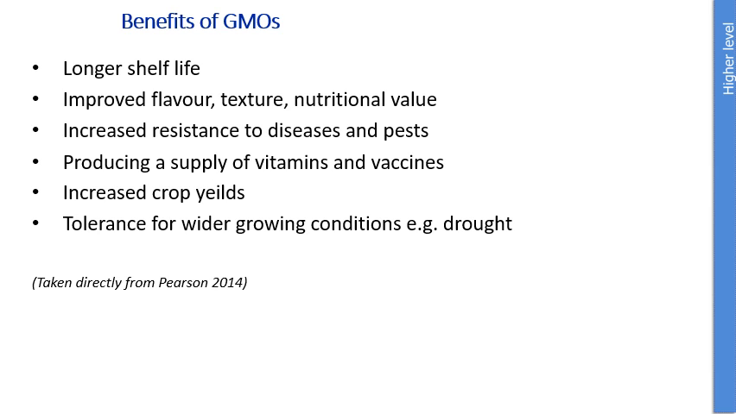There are several benefits to GMOs. They can lead to longer shelf life, improved flavour, and increased resistance to diseases and pests, as we saw with the BT corn. They can produce a supply of vitamins and vaccines, for example, the vitamin A rice in India, increasing crop yields. And you can have a tolerance for wide growing conditions, for example, making them more resistant to drought. So you can grow the plants during times of drought.